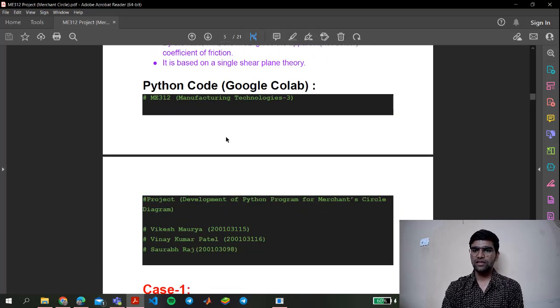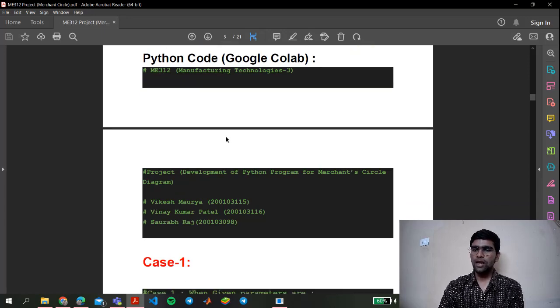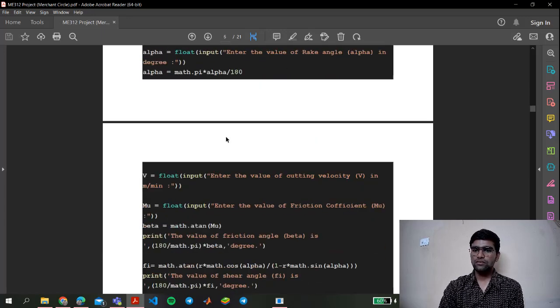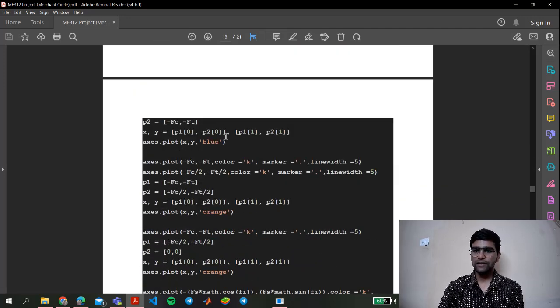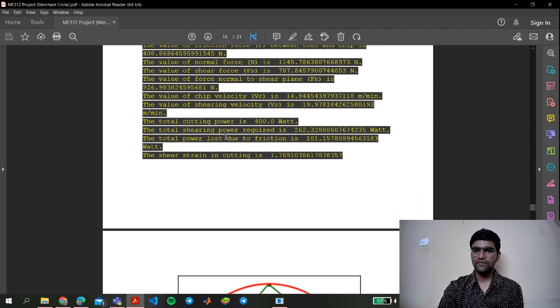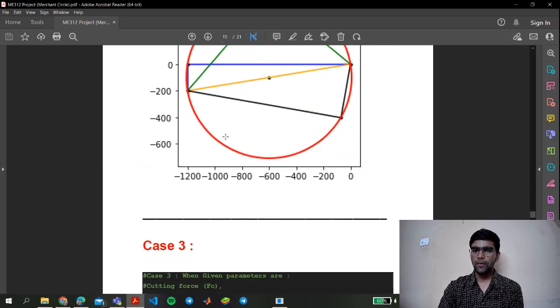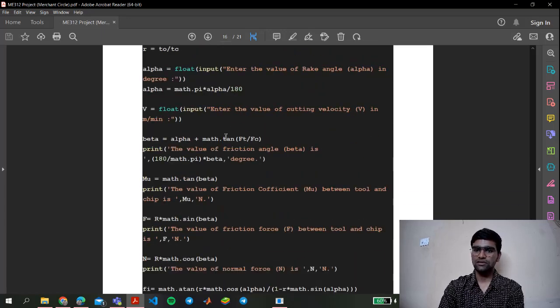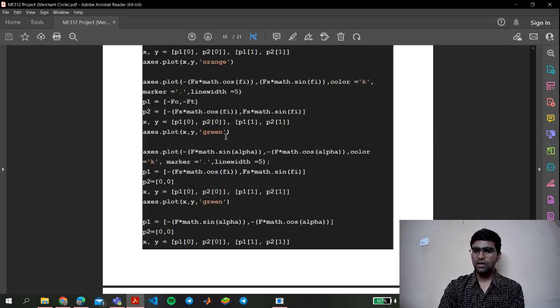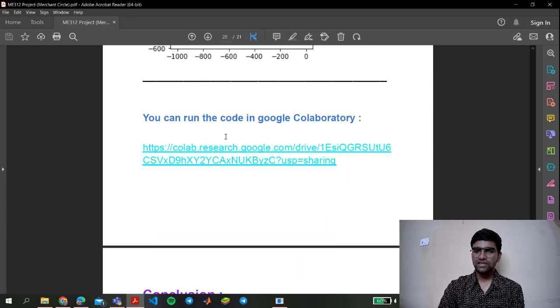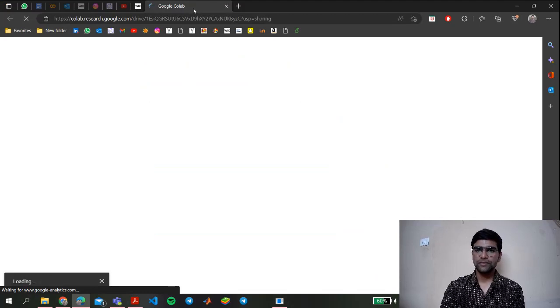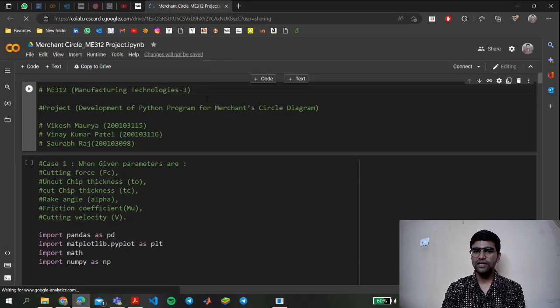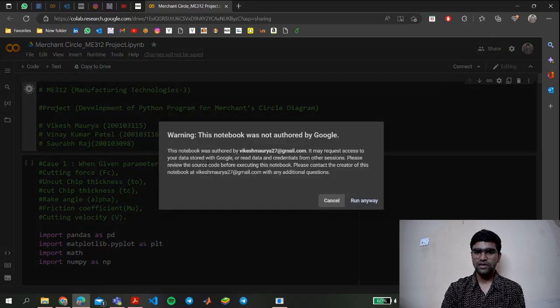Here we have Python code in Google Colab. Let's open the code directly by the link. There in Google Colaboratory, we will see this. I have copied and pasted the code here. We will see this code in real time. Okay. Here is my Google Colaboratory. The link is open and accessible to everyone.